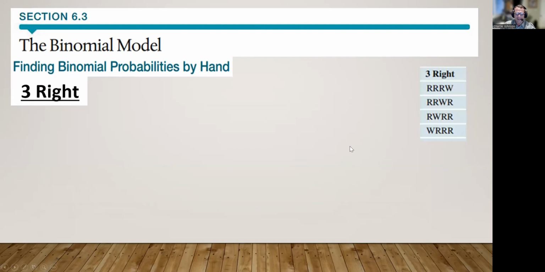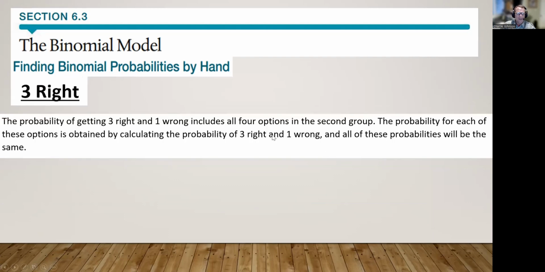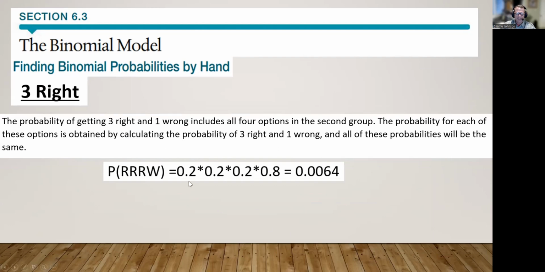So we saw there's 4 different ways that can occur. So the probability of getting 3 right and 1 wrong includes all 4 options in the second group. The probability for each of these options is obtained by calculating the probability of 3 right and 1 wrong. And all of these probabilities will be the same. So in the first position right, second position right, third position right, and the fourth position wrong, we multiply those probabilities, 0.2 times 0.2 times 0.2, and then one of the 0.8s is 0.0064.